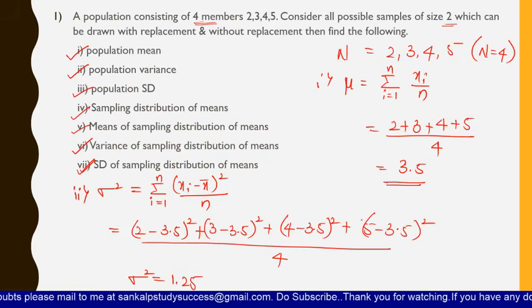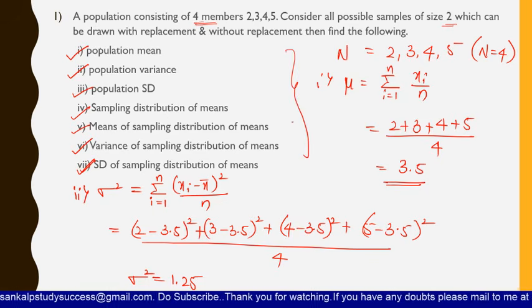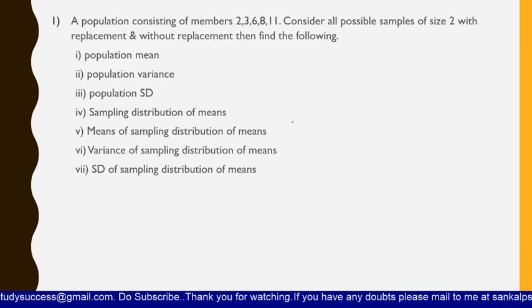So in this way you have to find out each and every problem. So here a population consisting of 4 members, 2, 3, 4, 5, and you are considering the sample size as 2, so that with replacement and without replacement you are finding all the values. Okay, this is the first problem which you have to find out. Now let us see the next problem, which is the same problem.